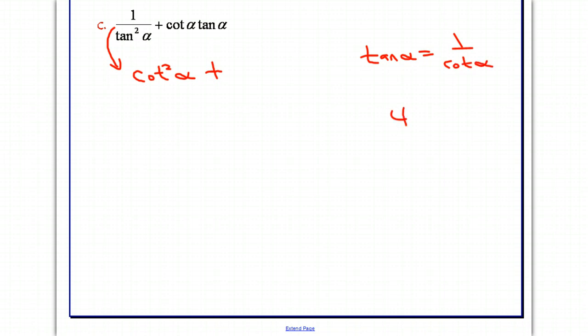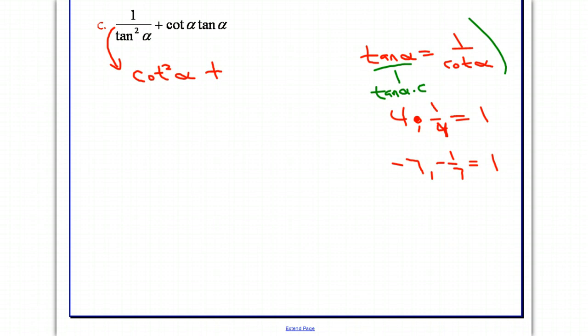So if I said 4 and 1/4 are reciprocals, if I said -7 and -1/7 are reciprocals, the thing about reciprocals is when you multiply reciprocals, look, you get 1 every single time. Or look here, we said the tangent is reciprocal of cotangent right up here. If I cross multiply, I get the tangent times the cotangent equals 1. So a property of reciprocals is when you multiply reciprocals, you get 1. So you look back here, I'm multiplying reciprocals. I get 1. So cotangent of alpha times tangent of alpha is 1.